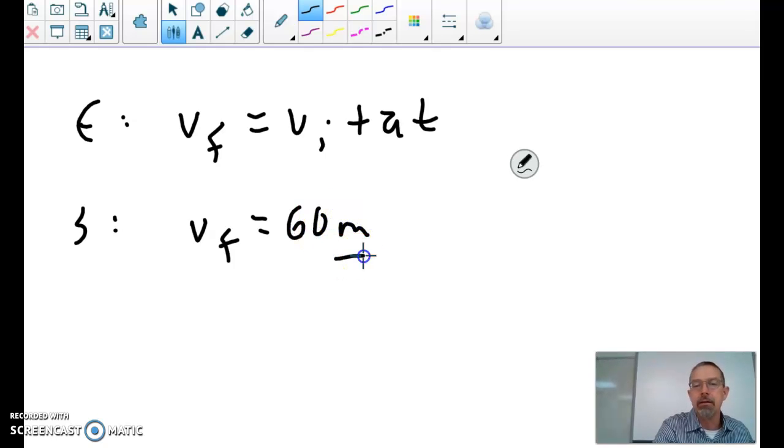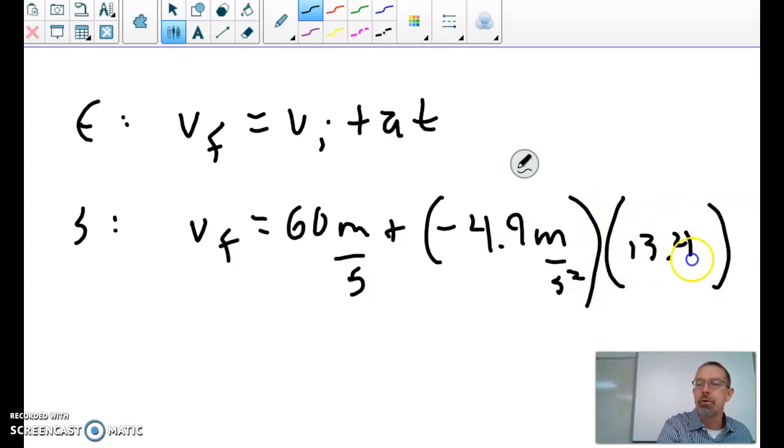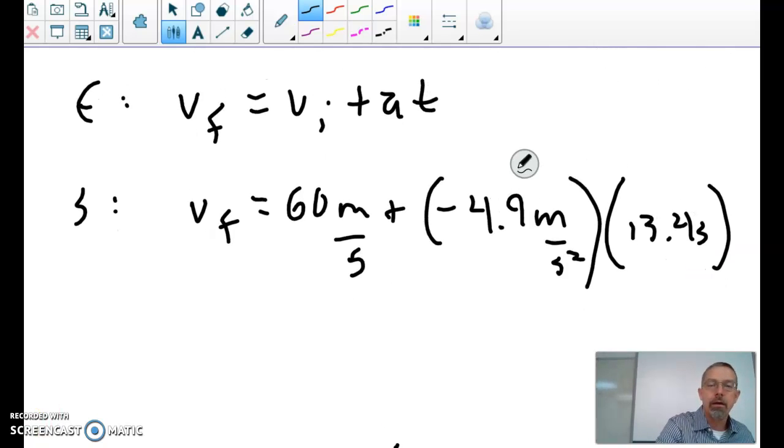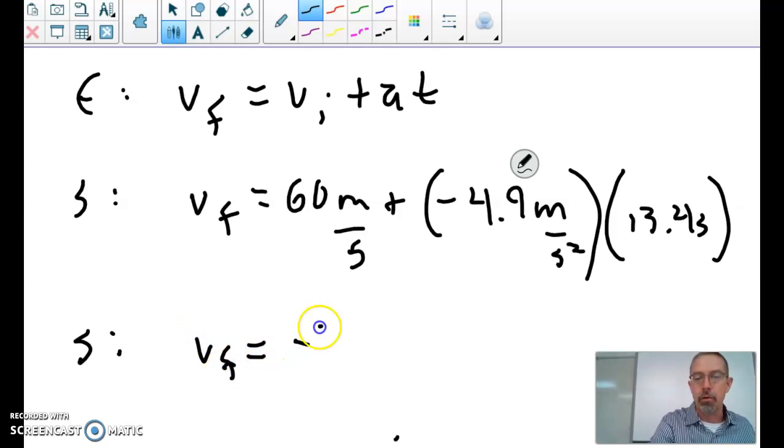60 meters per second plus a negative 4.9 meters per second squared times time, which we now say is 13.4 seconds total in the air. And what's going to happen is when we solve this, meters per second squared times seconds ends up being meters per second, so we end up with our units in agreement, and our v final here ends up being somewhere in the order of a negative 71 meters per second when it strikes the ground.